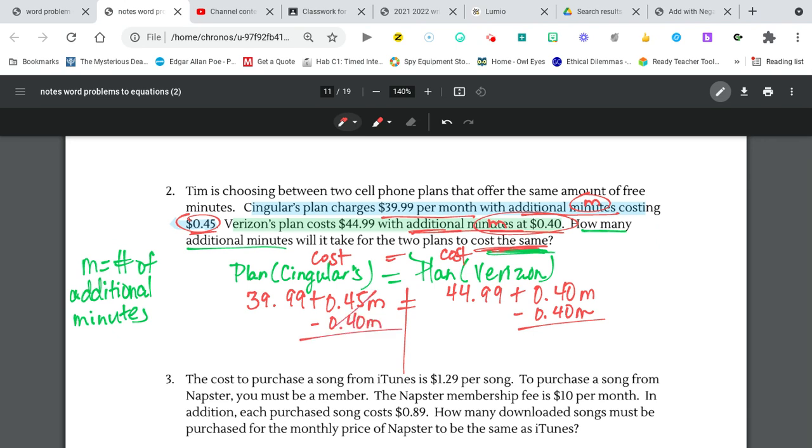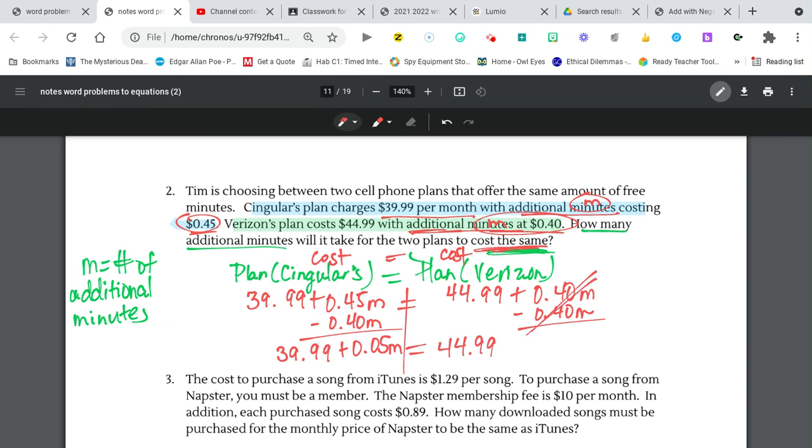So here I end up with $39.99. Here I have $39.99, and those don't cancel. Here I end up with 5 cents plus 5 cents M equals $44.99. Those are the ones that cancel over here.